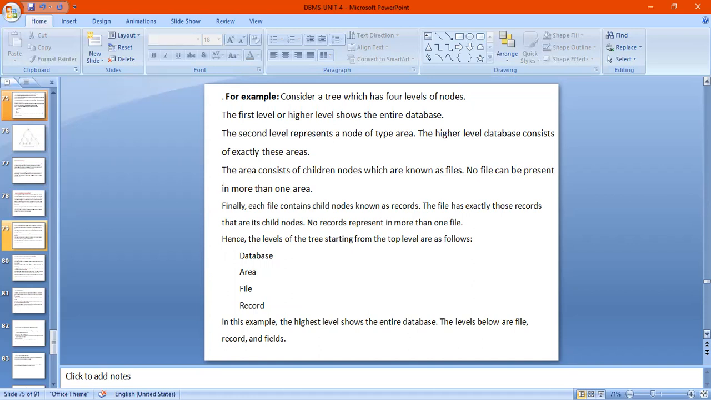Hence, the levels of the tree starting from the top level are as follows: database, area, file, and record. In this example, the highest level shows the entire database. The levels below are file, record, and fields.